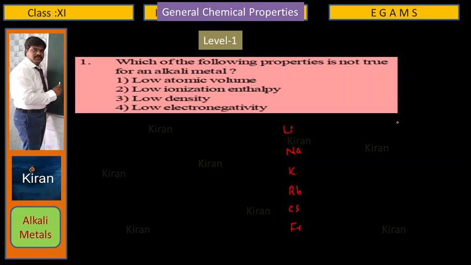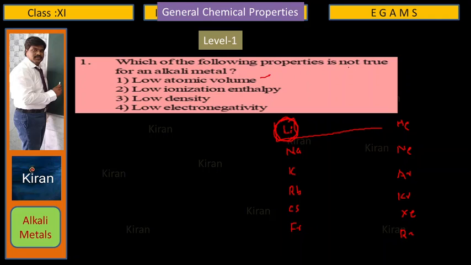Coming to the last elements: helium, neon, argon, krypton, xenon and radon. Each and every period starts with alkali metal and ends with noble gas. So while moving from left to right, atomic size decreases. In each and every period, the alkali metal is the bigger atom. So that is the reason: when atomic size decreases, obviously the volume also decreases. Hence, the correct option is low atomic volume.